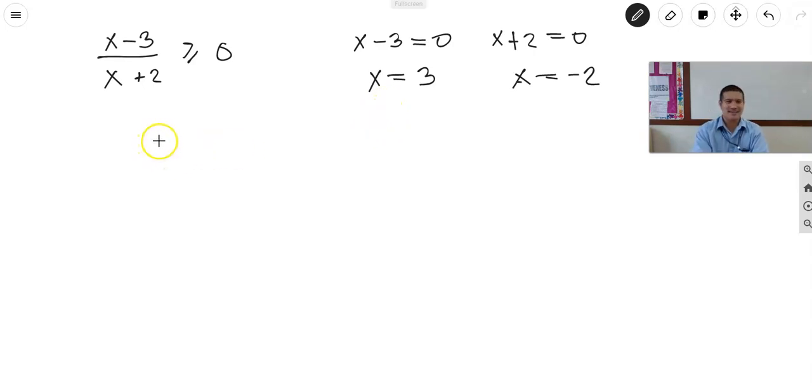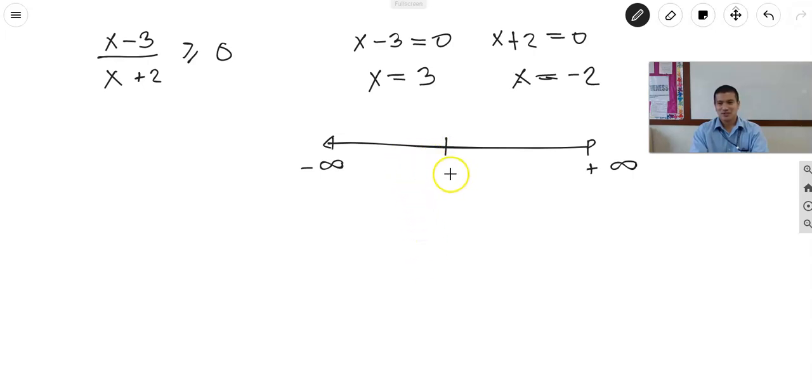Okay, next one. We have x equals 3 and x equals negative 2. So what are the intervals? You start again with the line, which we will make a little bit straight. So negative infinity and positive infinity.